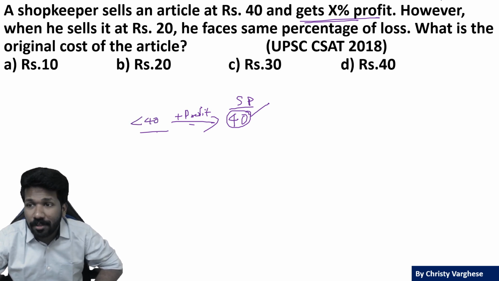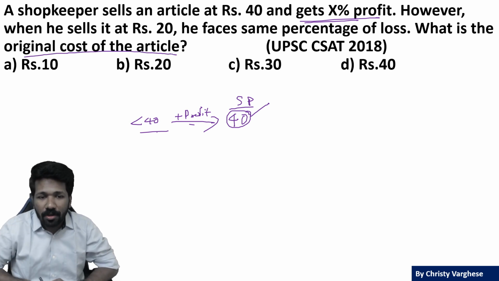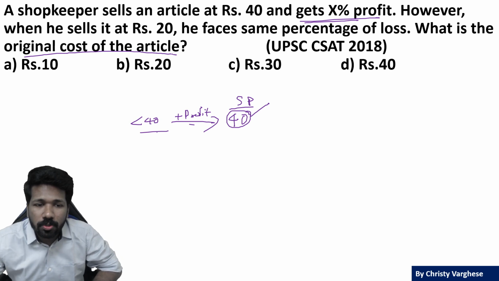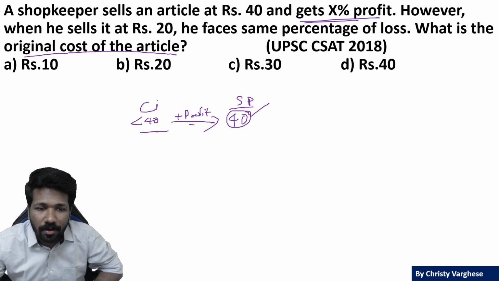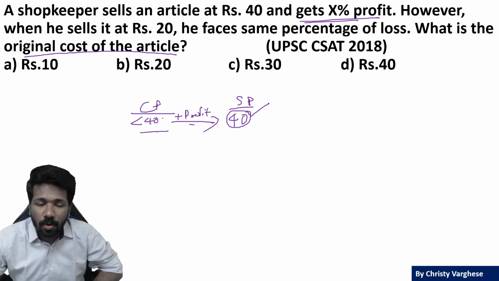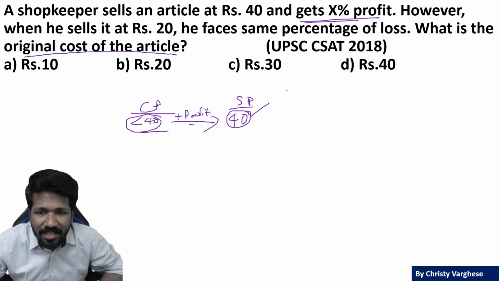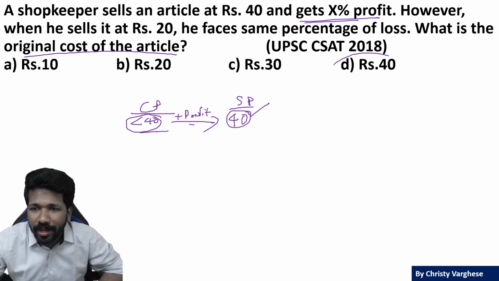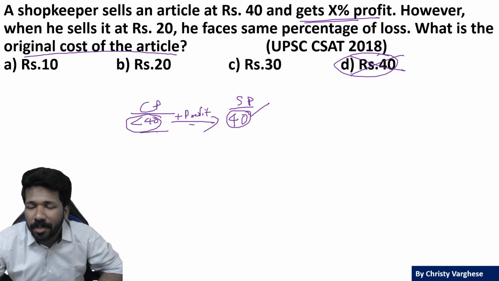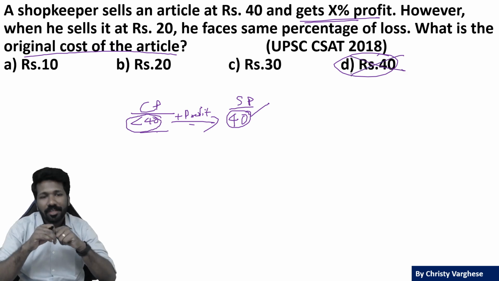So here the cost of the article will be less than 40 rupees, that is for sure. What is the final question? What is the original cost of the article, or what is the cost price of the article? That is what the question is asking. So the cost price of the article will definitely be less than 40. That means look at the options. Option D, rupees 40, can be clearly eliminated.